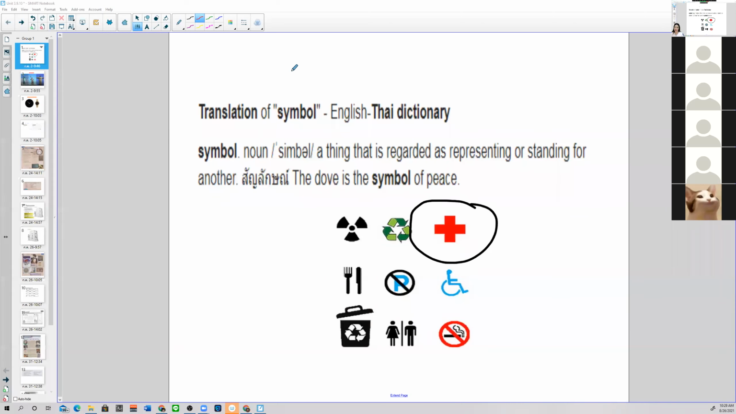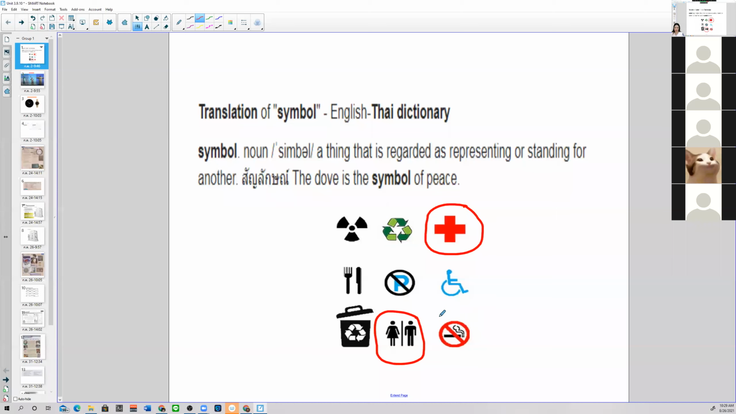So you see the one that I circled. Do you know what the symbol is for? The red thing. This one we call the Red Cross, right? What about down here? Men and women standing next to each other. Do you know what that's for? That is a symbol for a toilet, right?